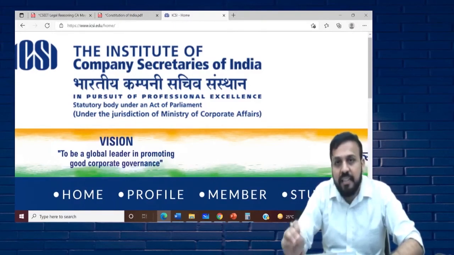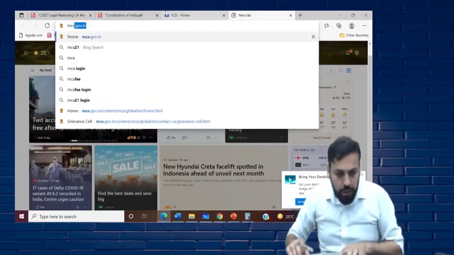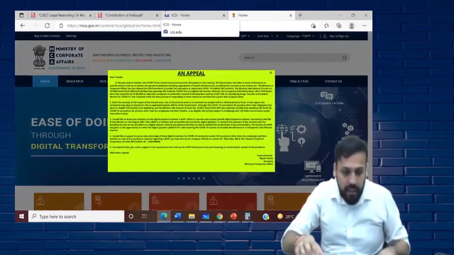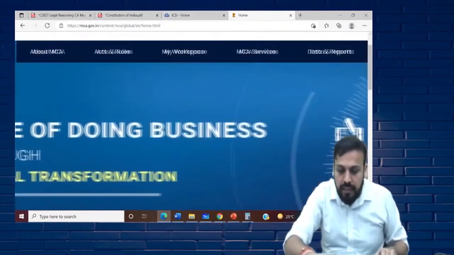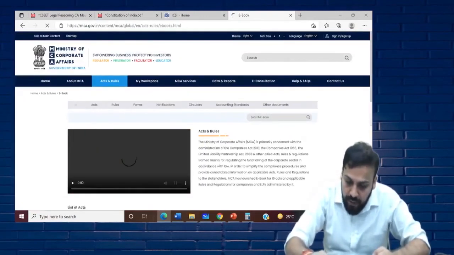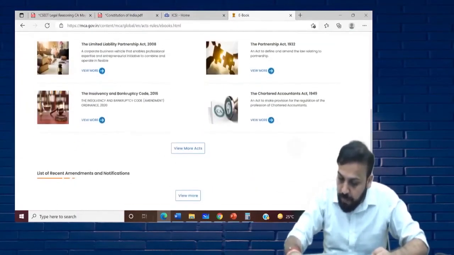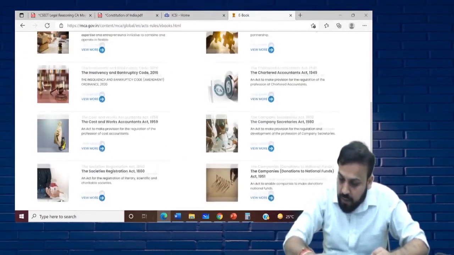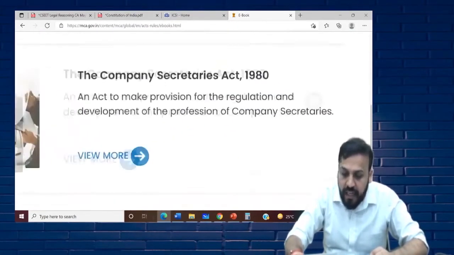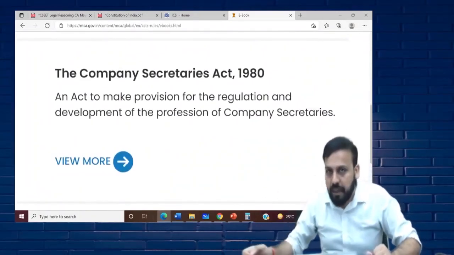1900 and something, 1980, I guess. Let me check. mca.gov.in. This ministry is the head for ICSI, and there is an act which we follow. There are various acts, the LLP Act. So there is the Company Secretaries Act. There is the Company Secretaries Act 1980. Under this act, this ICSI is being established.